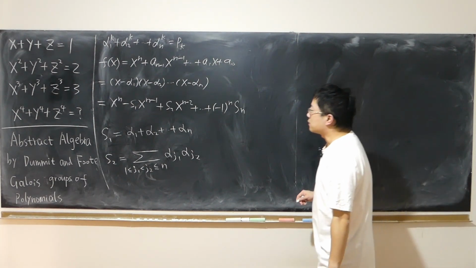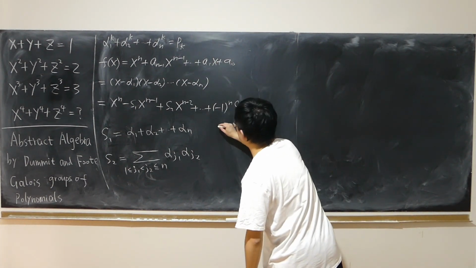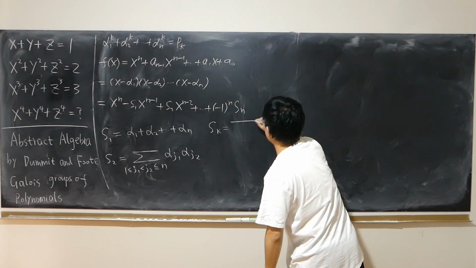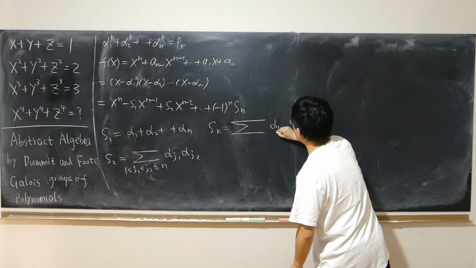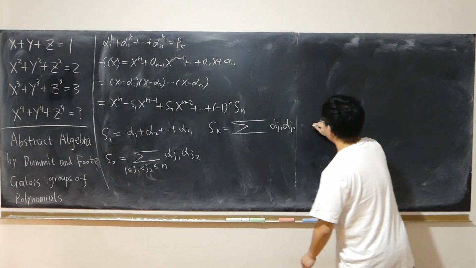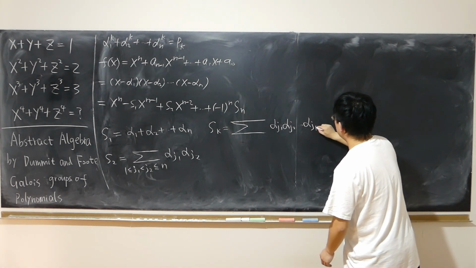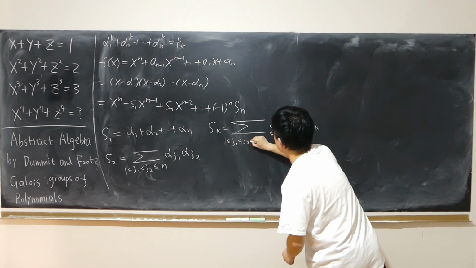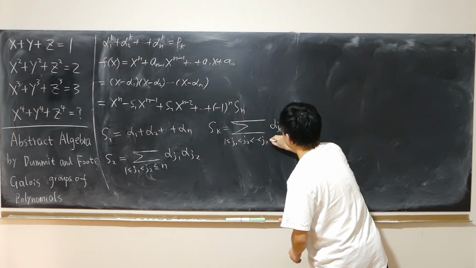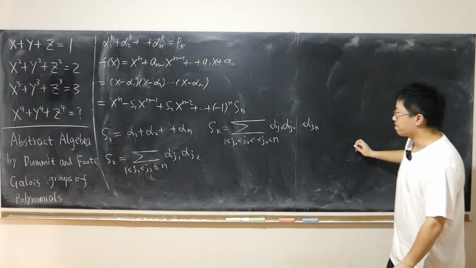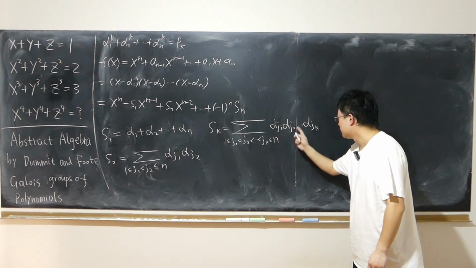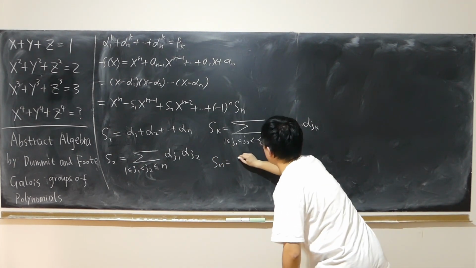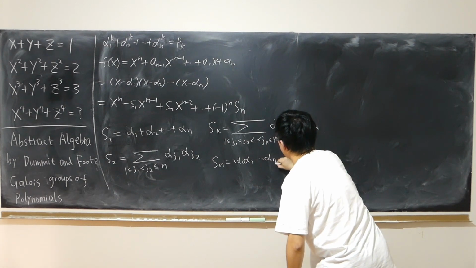And so the same logic, where Sk is equal to the sum of alpha j1 times alpha j2, all the way to alpha jk, with 1 less than or equal to j1 less than j2 less than jk less than or equal to n. Same reason, denoted as Sk, because the degree of each term is just k. And of course, Sn is simply alpha 1 times alpha 2 all the way up to alpha n.